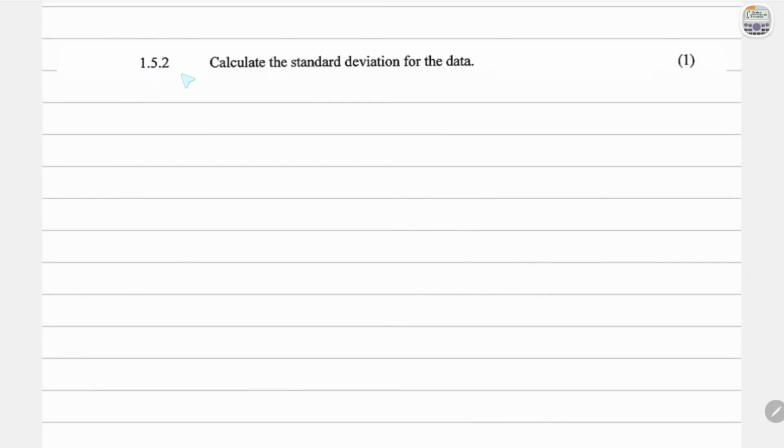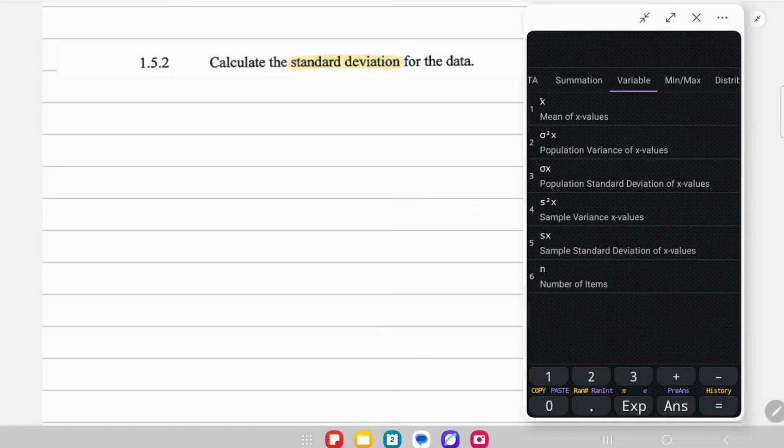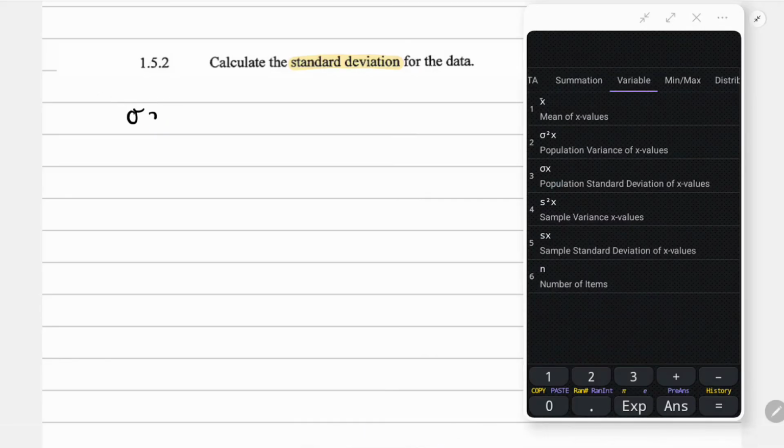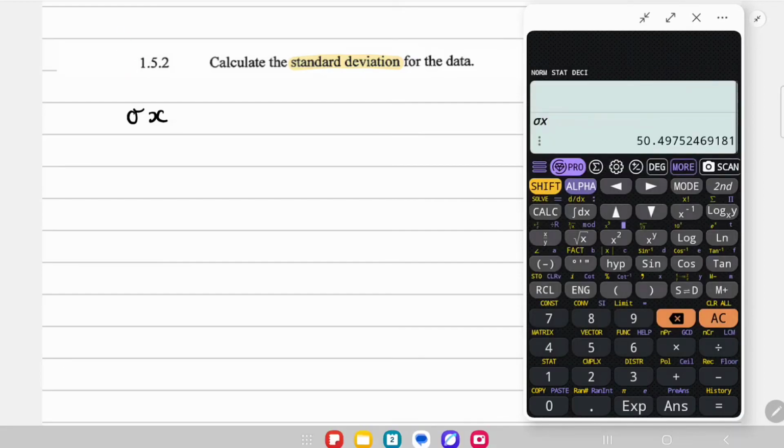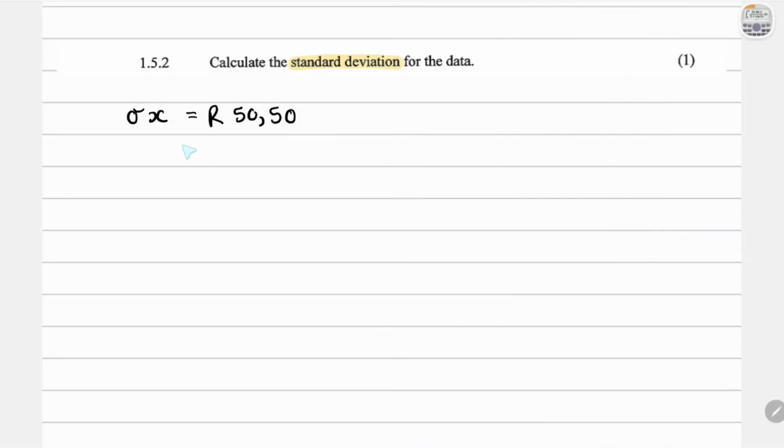Question 1.5.2 says calculate the standard deviation for the data. On our calculator, we are going to press Shift 1, and then you'll see your options again. Go for VAR, and this will be the standard deviation of the X values, the single variable that we put in. That standard deviation is about 50 Rand and 40. It's not going to be 49 cents because it's going to round up. So it's going to be 0.50, rounded to 2 decimal places. And that would be our standard deviation. And that is our answer.